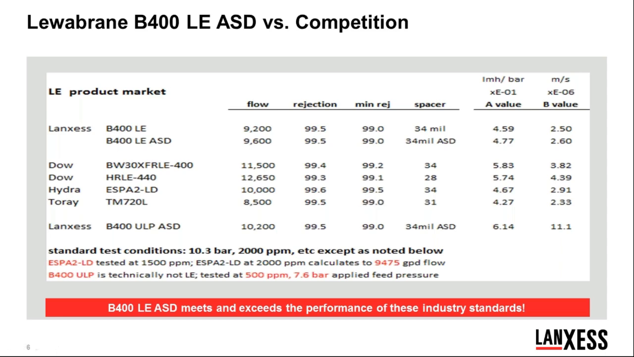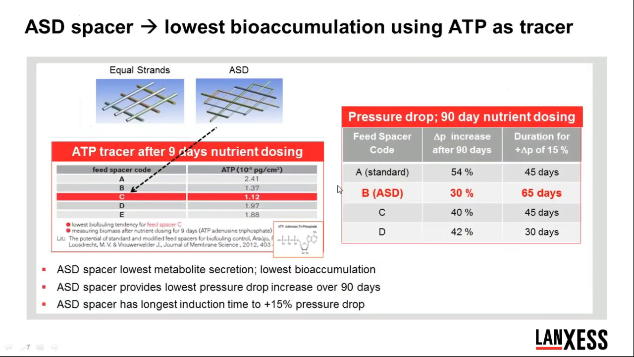So let me conclude with a couple of quick things. Lanxess introduced a novel spacer using alternating thick-thin strands, 34 mil spacer height, and that's been available to users for about a year and a half now. Our initial placements in the marketplace have been good. It has a very low differential pressure, and what I wanted to point out here is we market this product for bioaccumulation or biofouling resistance.